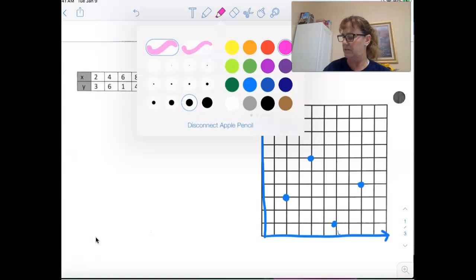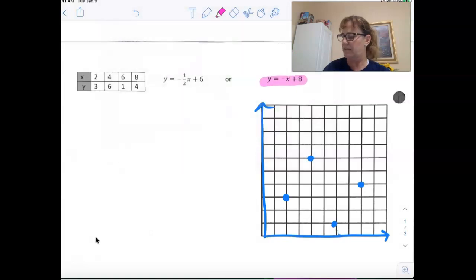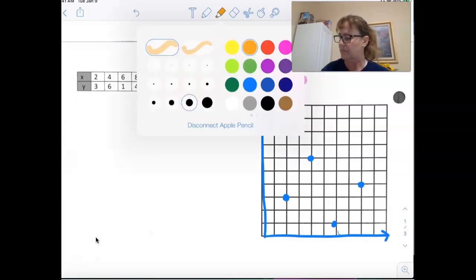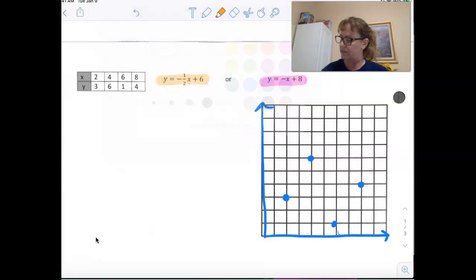Let's do this one a little bigger. We've got our pink line and our orange line. You guys can use whatever color you want. You don't have to use any color. I just do that to make it show a little bit better for you guys. All right, orange. Here we go. Negative 1/2 plus 6. All right, so we go up 6. 1, 2, 3, 4, 5, 6. Negative, so we go down 1 to the right 2. Down 1 to the right 2. And we draw our straight line through it.